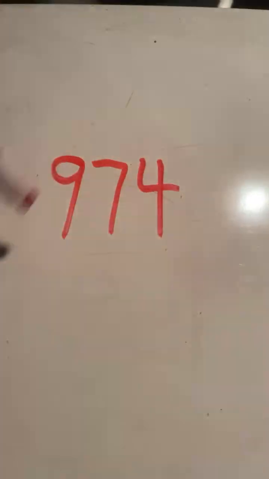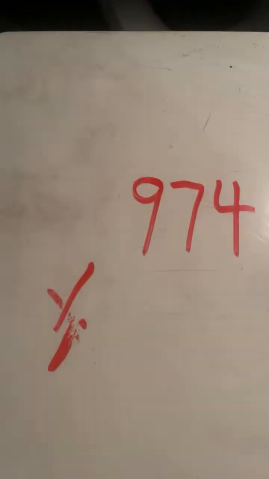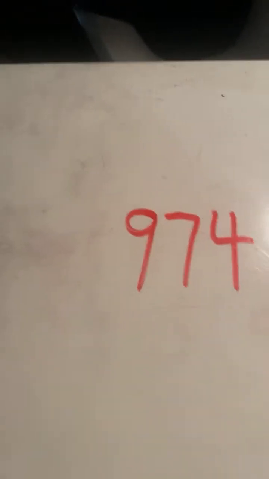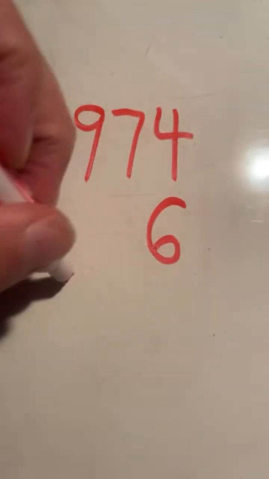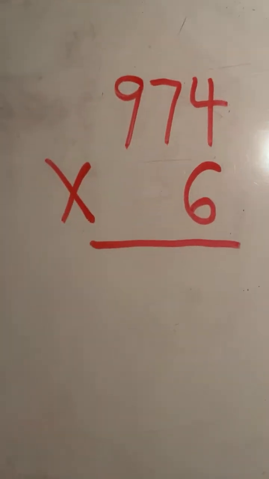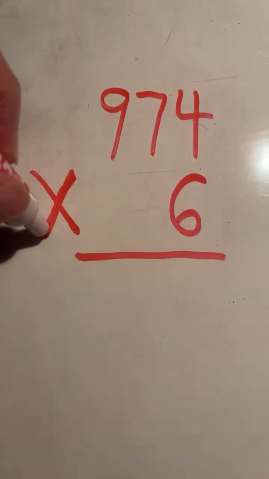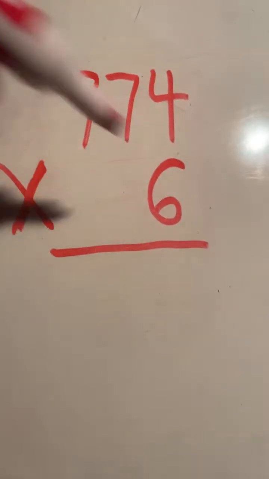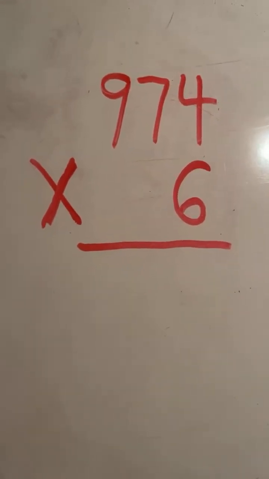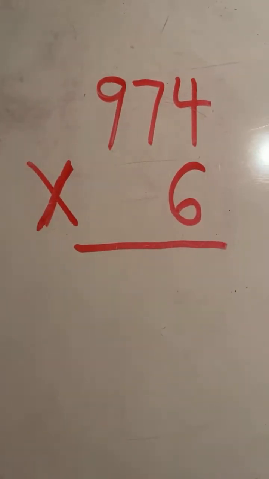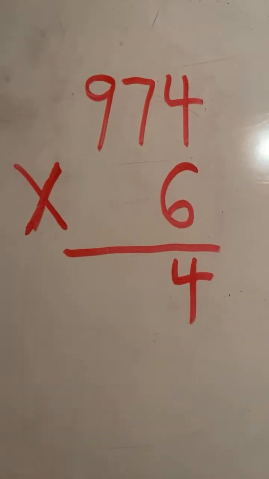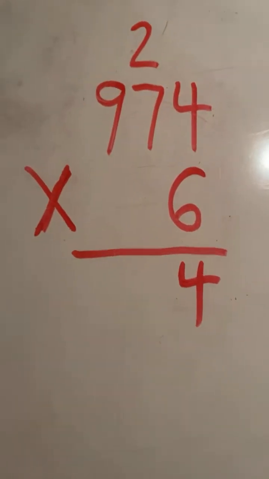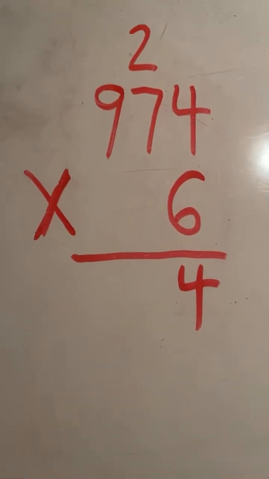Alright, 974 times 6. That's my next example problem. So we're going to start out in the ones place. 4 times 6 equals 24. We regroup because our product is more than 10. The 4 in 24 goes in the ones place. The 2 gets carried over to the tens place.